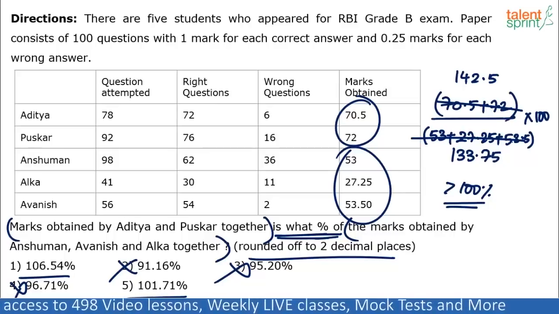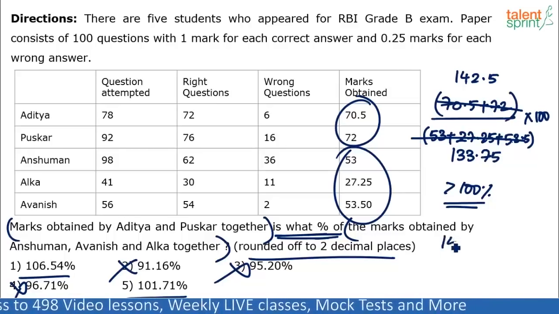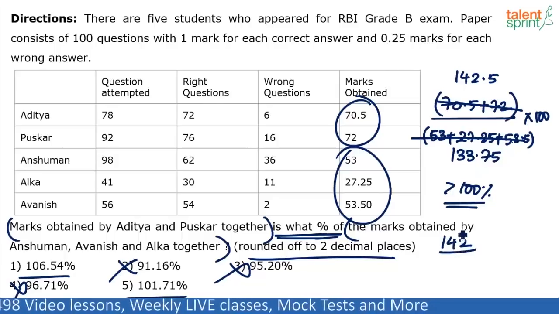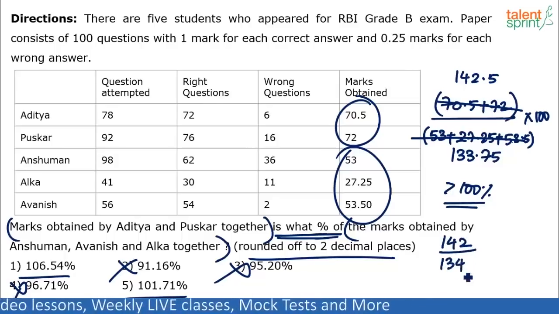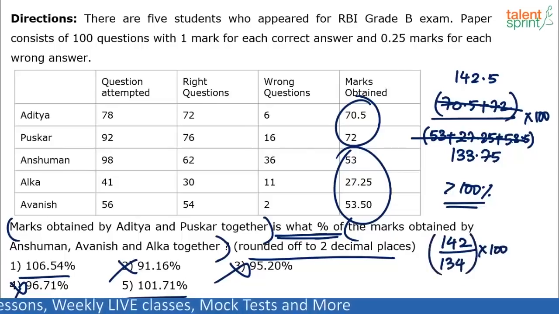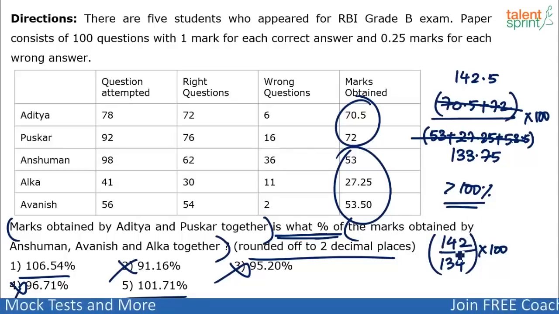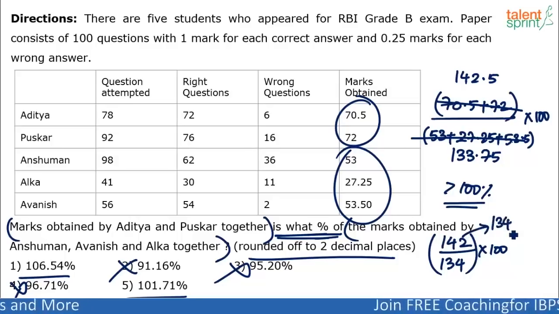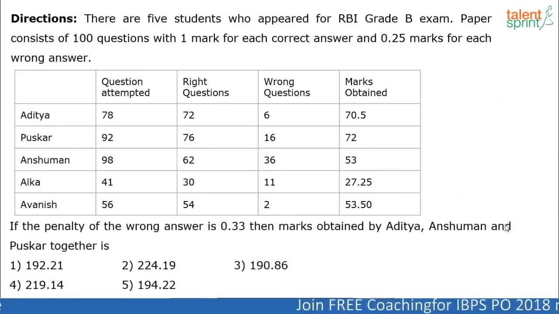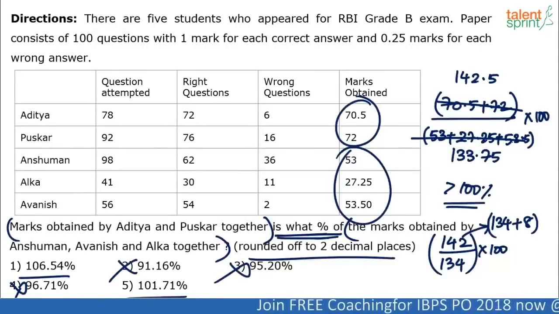Now what do we do? See, approximate calculation is to be done. So I can take 142.5 as 142 and the denominator 133.75 as 134. So 142 by 134 into 100, approximately. Now if you go back to the video on speed maths and refer to how we do percentage based calculations, I had told you to try to split the numerator in terms of the denominator. So 142 is 134 plus 8. You are better off taking it as 134 plus 8.